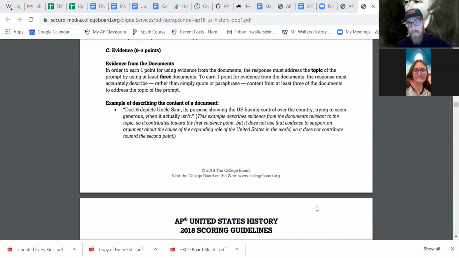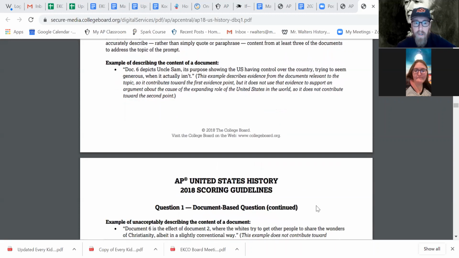One thing you have to be careful of is that you do not quote the prompt directly, okay? They gave you the prompt, so they know you can just regurgitate it. You need to put it in your own words, and you need to accurately describe it, okay? So here's an example of that being done well. Document 6 depicts Uncle Sam. Its purpose is showing the U.S. having control over the country, trying to seem generous when it actually isn't.